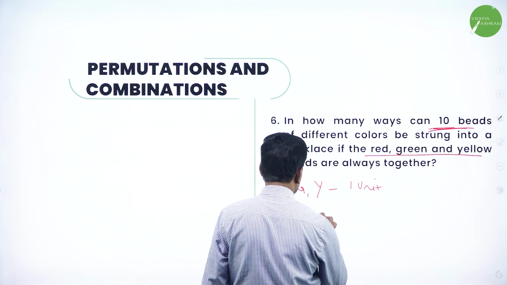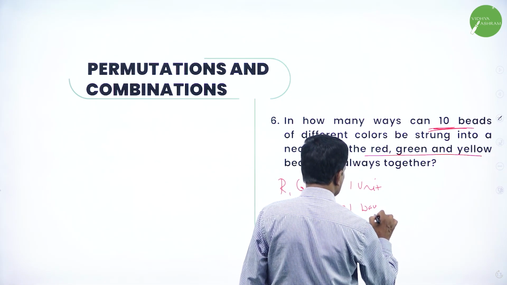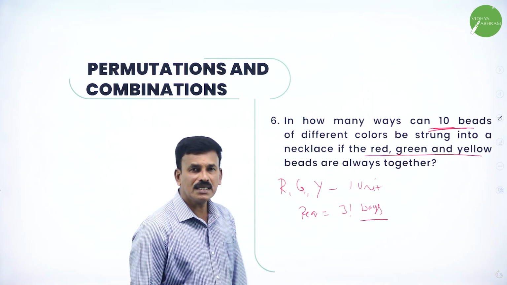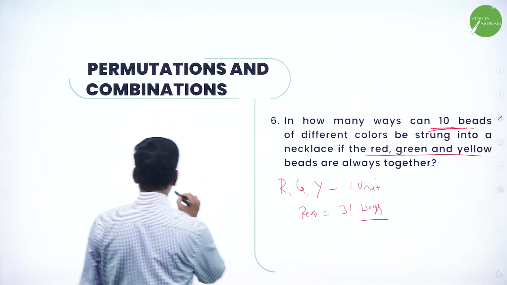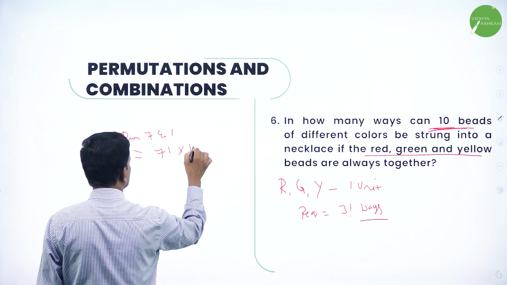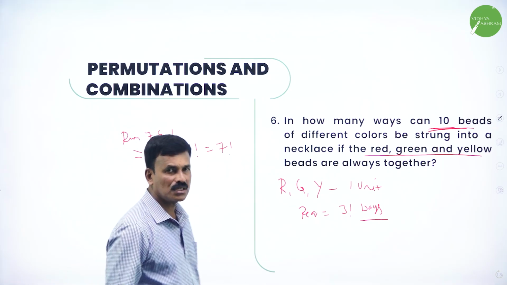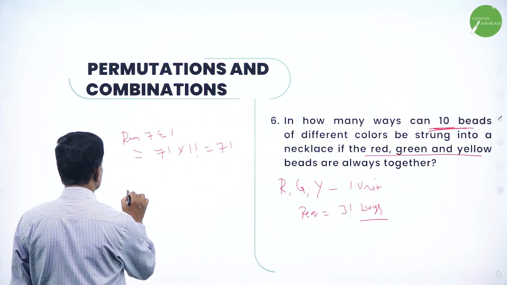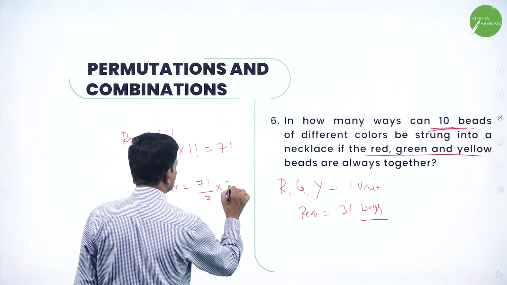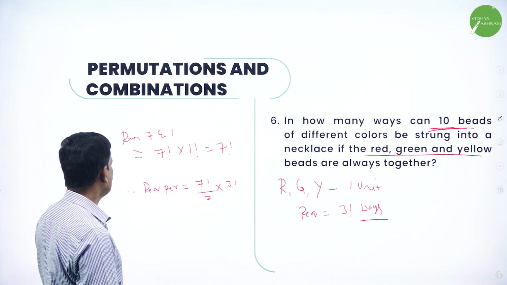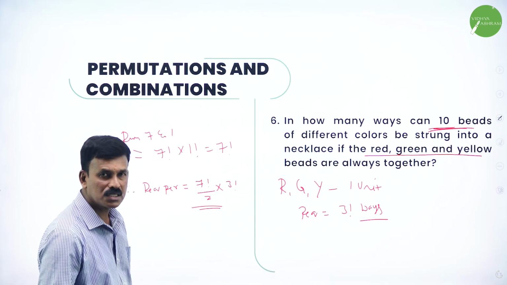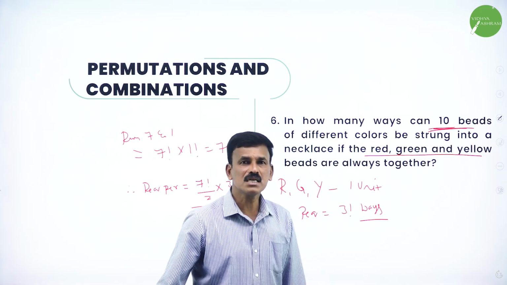So, therefore, the required arrangement of red, green and yellow is 3 factorial ways. Now, the remaining 7 beads and 1 unit can be arranged in 7 factorial into 1 factorial, that's equal to 7 factorial, right? So, therefore, the required permutation is equal to 7 factorial divided by 2 into 3 factorial, using n minus 1 factorial by 2. So, this will give the required answer. That's it. If you simplify, you'll get the answer. Very simple problem.